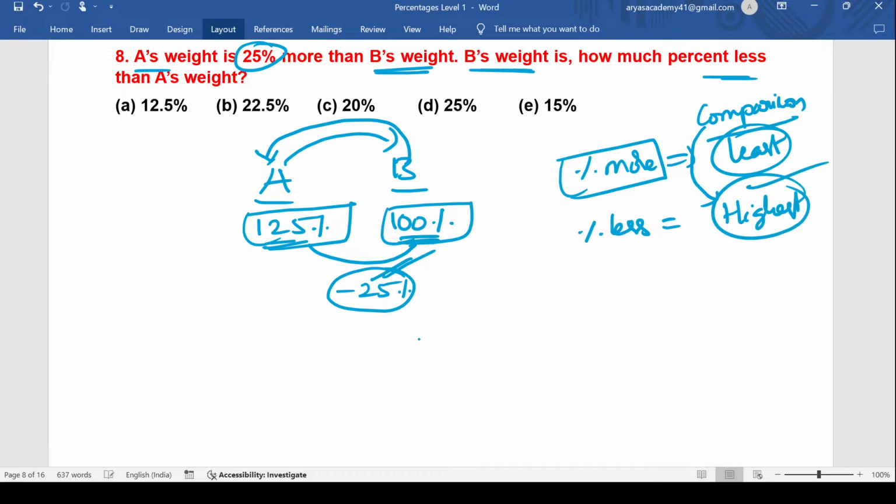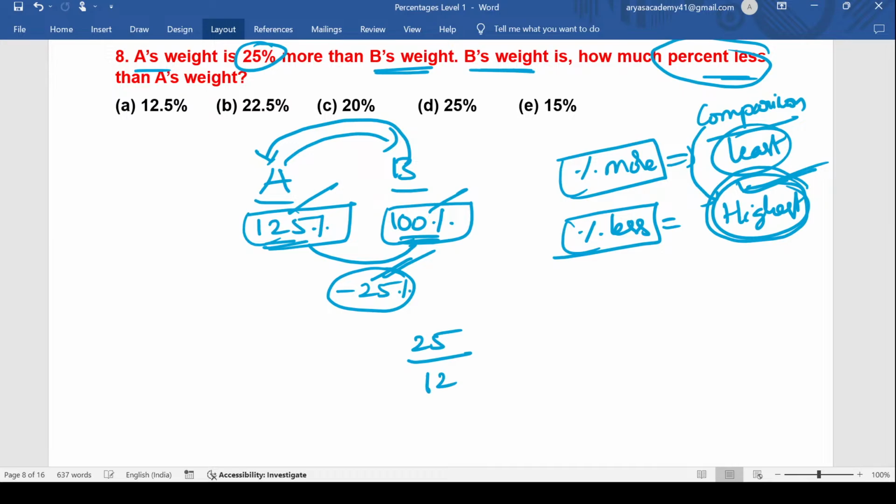So what is the difference? 25. And the question is asking about how much percent less. As I said, if the question is demanding percentage less, then the comparison has to be made to the highest value between the two. Out of 125 and 100, which is highest, 100 or 125? 125 only. So you have to compare 25 to 125, but not 100. So 25 by 125 into 100.